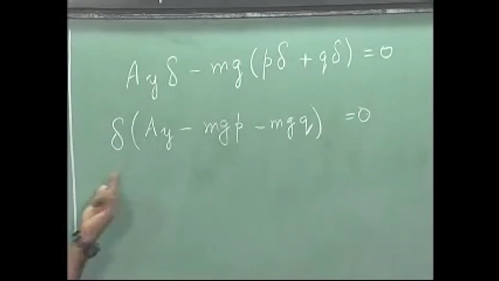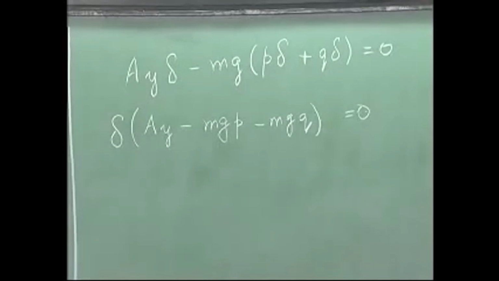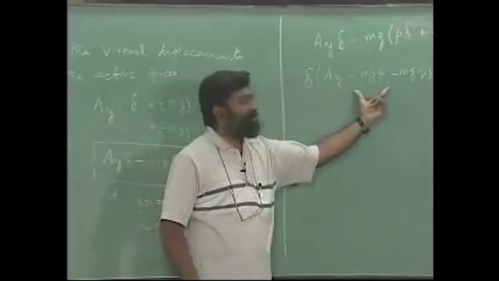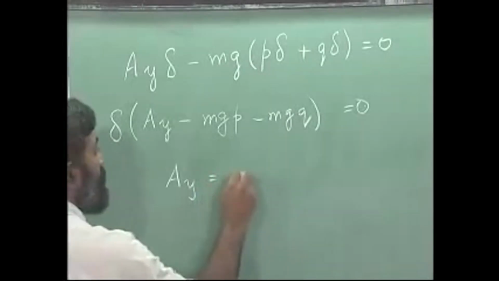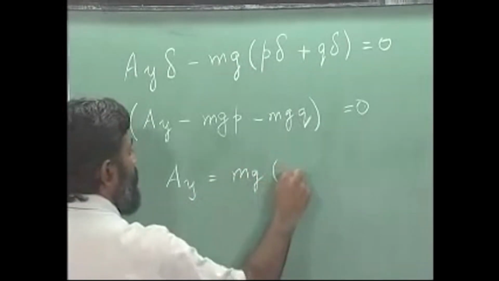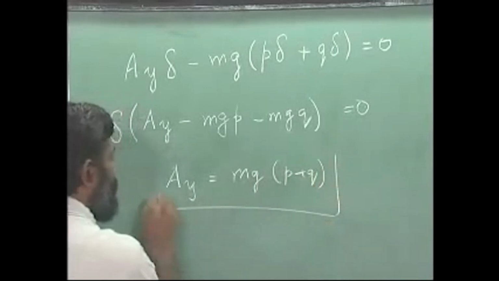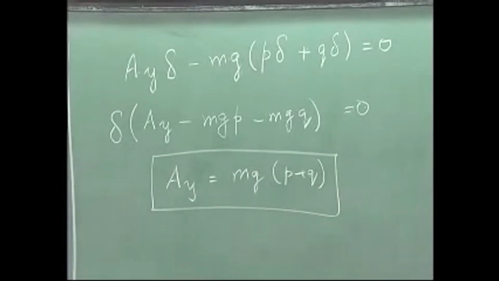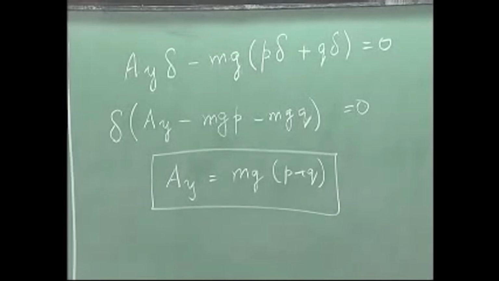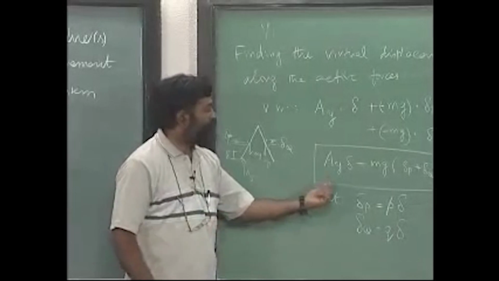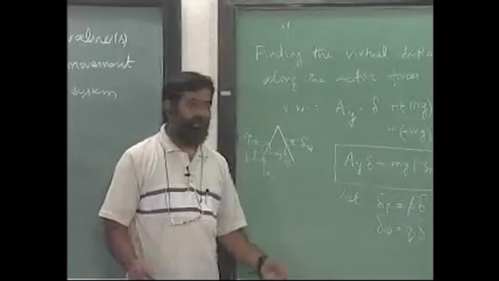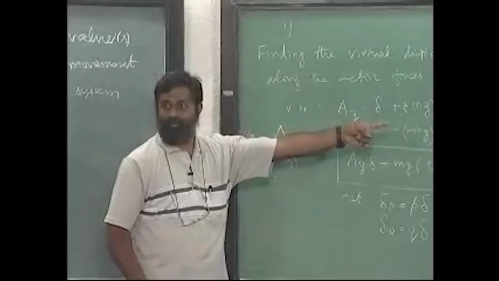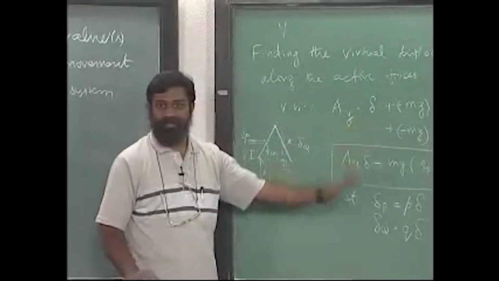What do I know about delta? Delta is a non-zero displacement that I have given, which means the bracket has to be equal to 0. So, what I get is Ay equals mg times (p plus q). Alright, is this clear? What is left is how to find delta p and delta q. The moment I find those two out, I have solved this problem for Ay. Is this clear so far?